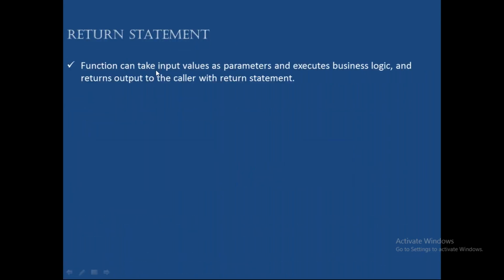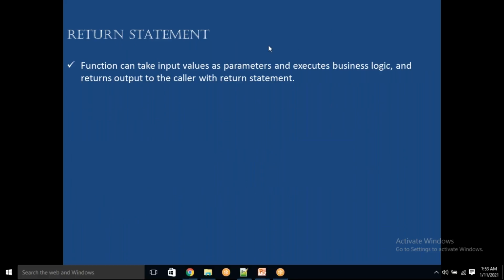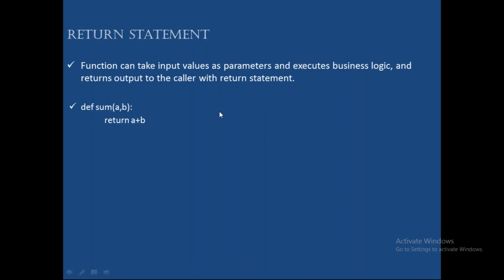Okay, fine. Then let me go to the return statement. In the return statement, functions can take input values as parameters, execute business logic, and return output to the caller with a return statement. Example: def sum(a, b). Instead of total equal to a plus b, I'm returning a plus b. When you say sum 10 comma 20, what will it return? 30 will be returned, because it is summing and returning it. When I say 100, 500, it will return 600.